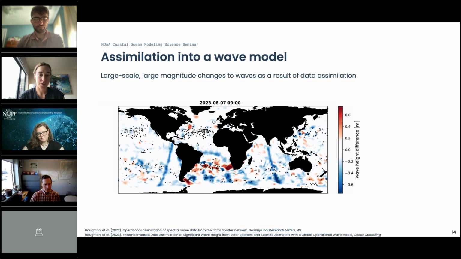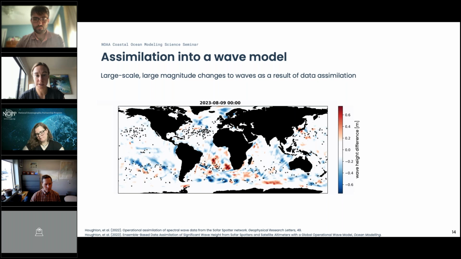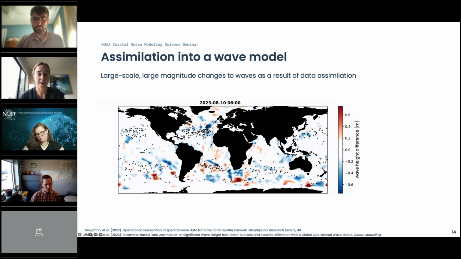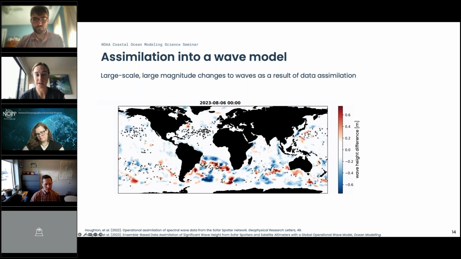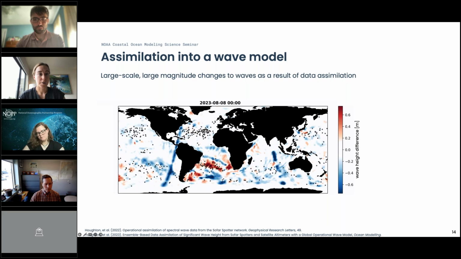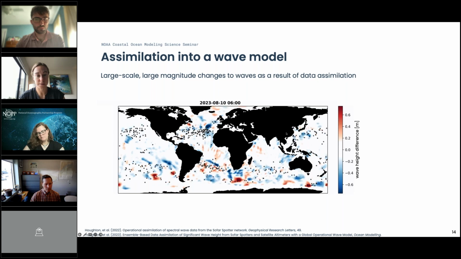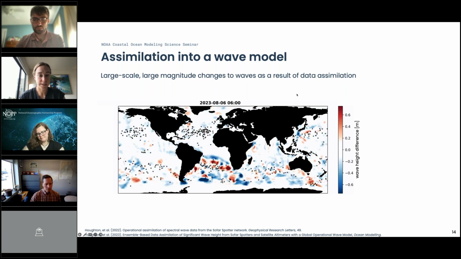And this is really just showing that even just correcting for the energy, we're not showing the peak period yet or anything like that, having observations really does modify your forecast. And as Jim mentioned in the beginning, correctly forecasting your wave heights has a lot of implications broadly. Next slide.